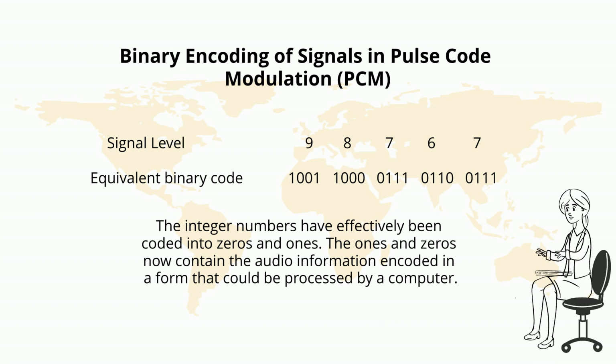In the pulse code modulation technique, the amplitude of an analog signal is converted to a binary value and represented as a series of pulses. The integer number has effectively been coded into zeros and ones. The zeros and ones now contain the audio information encoded in a form that can be processed by a computer.